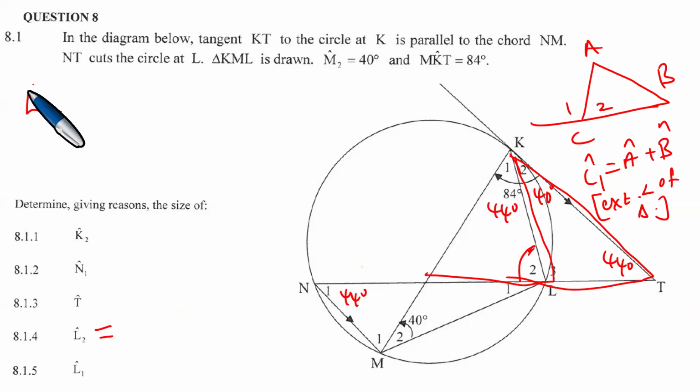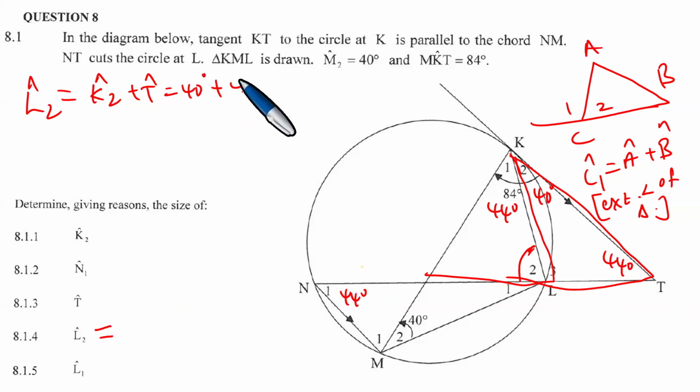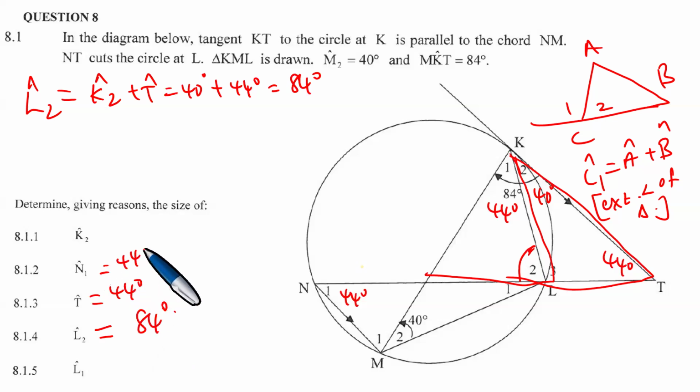So L2 is K2 plus T. K2 is 40, T is 44, and this is 84. So L2 is 84. T is 44, N1 is 44, and K2 is 40.